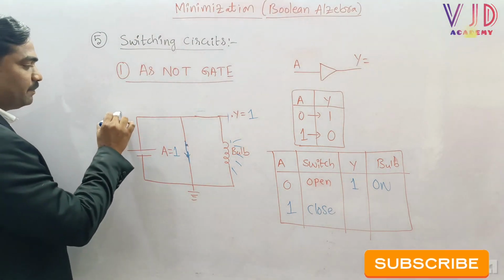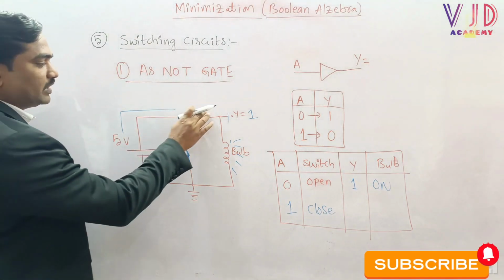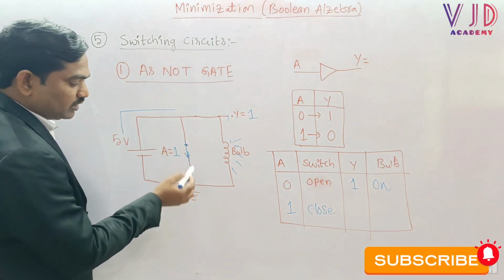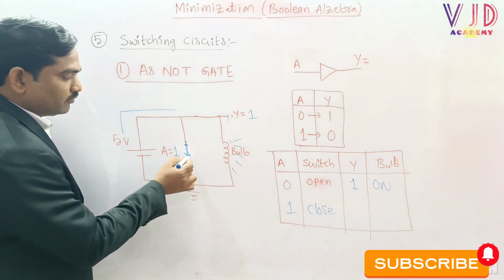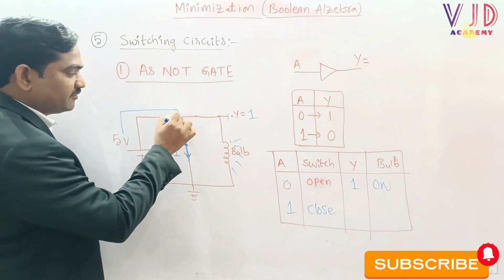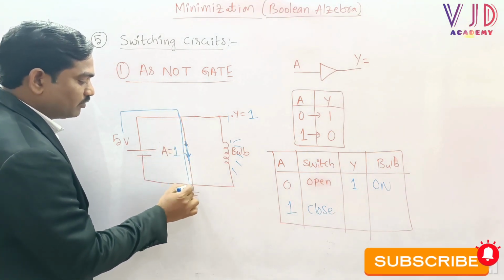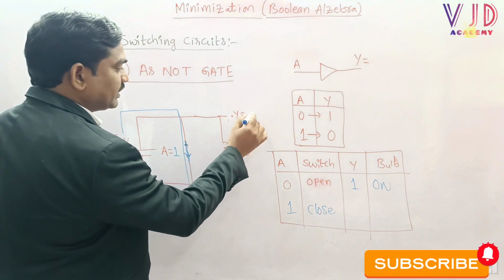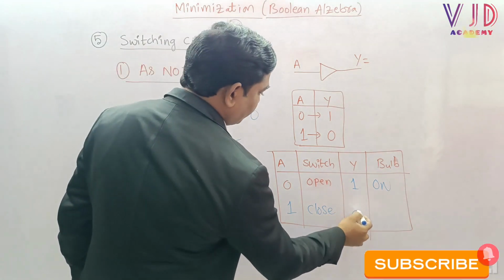Then the moment when we apply the 5 volts power supply, automatically, because there is a connection between these two nodes, we can say from this node to ground there is a connection. So what will happen, sir? The entire 5 volts power supply will go to ground, and there is no power supply to the output. We can say that the output will be 0.